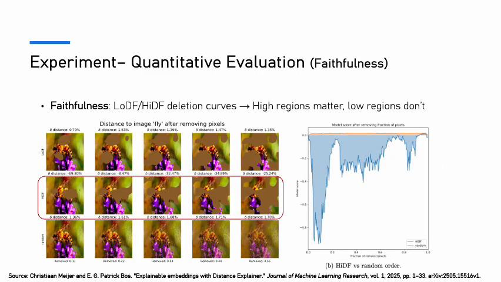Here we focus on the high deletion fraction case. When high importance regions are deleted, the model's ability to distinguish bee from fly drops sharply, as you see. This shows that those highlighted regions are truly critical for the model's decision.